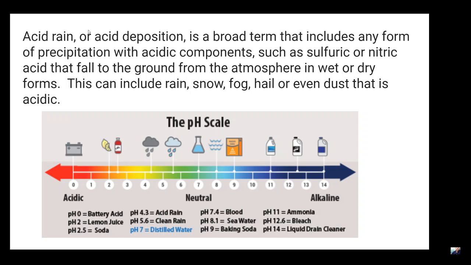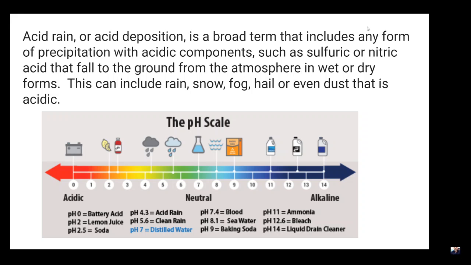All right, first off, when we're talking about acid rain, obviously, we're talking about a chemical property. Acid rain or acid deposition is a broad term that includes any form of precipitation with acidic components such as sulfuric or nitric acid that falls to the ground from the atmosphere in wet or dry forms. Do know that there can be wet or dry forms of it. This can include rain, snow, fog, hail, or even dust that is acidic. That's really the main idea behind this whole lecture.